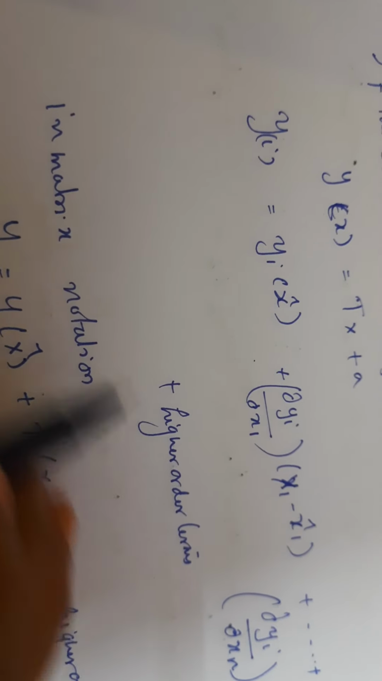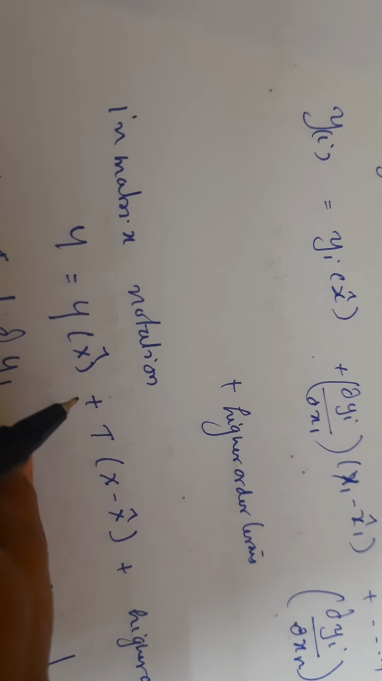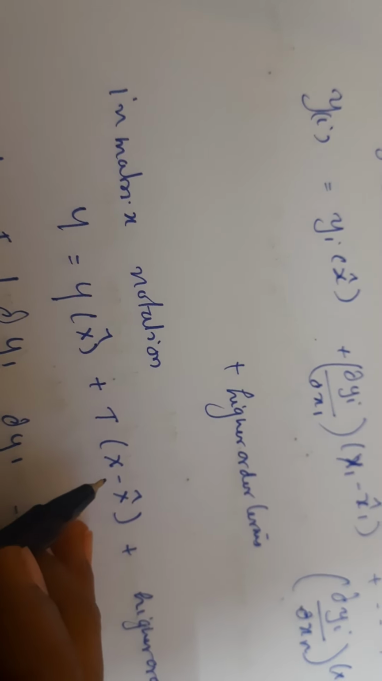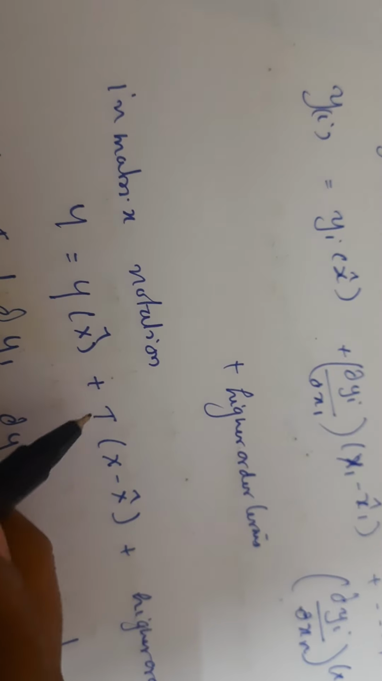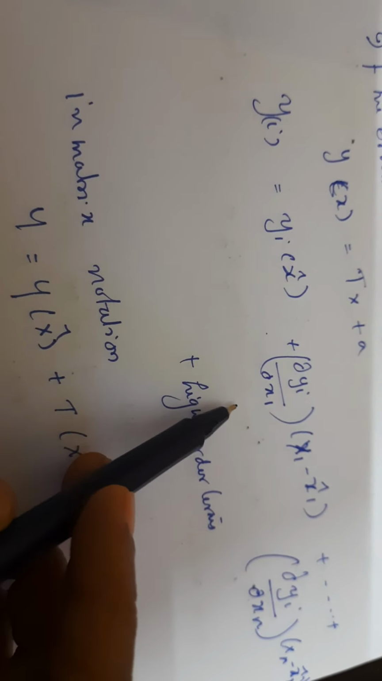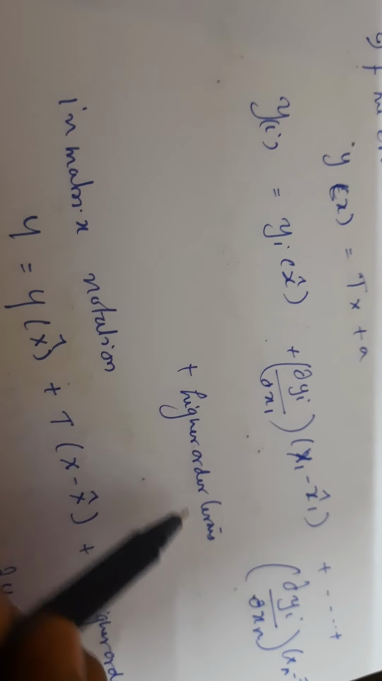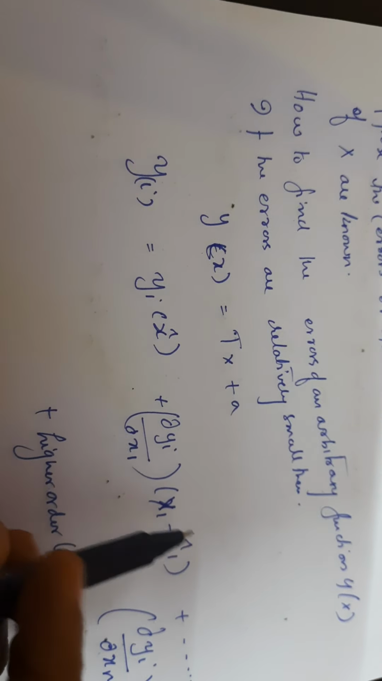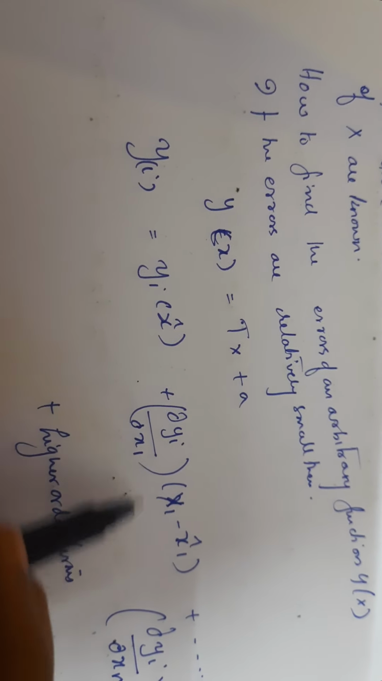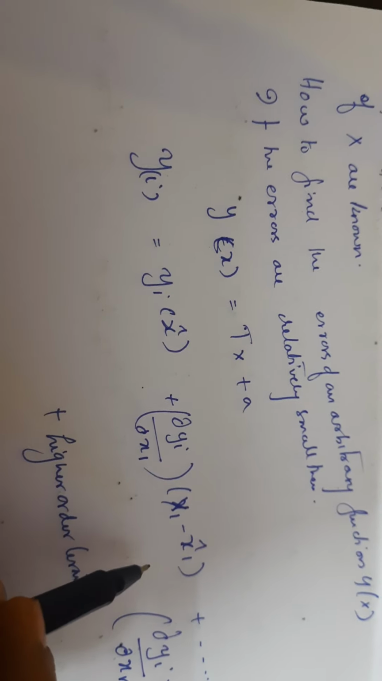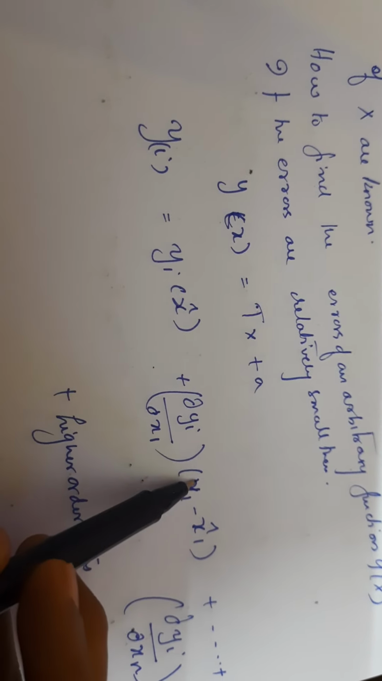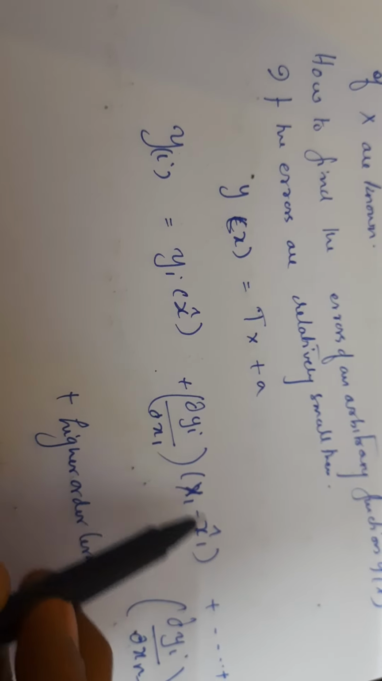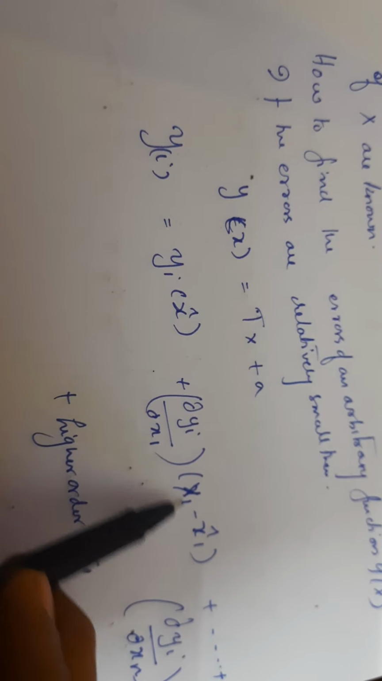If you want to show this in matrix notation, you can write it as y is equal to y of x cap plus T of x minus x cap. What is this T? This T is all the dou y by dou x_i. We are going to ignore the higher order terms, because we are saying that the errors are very small. What is the error? It is nothing but the deviation from the mean value. So for a particular random variable x, the deviation from the mean value gives the error.